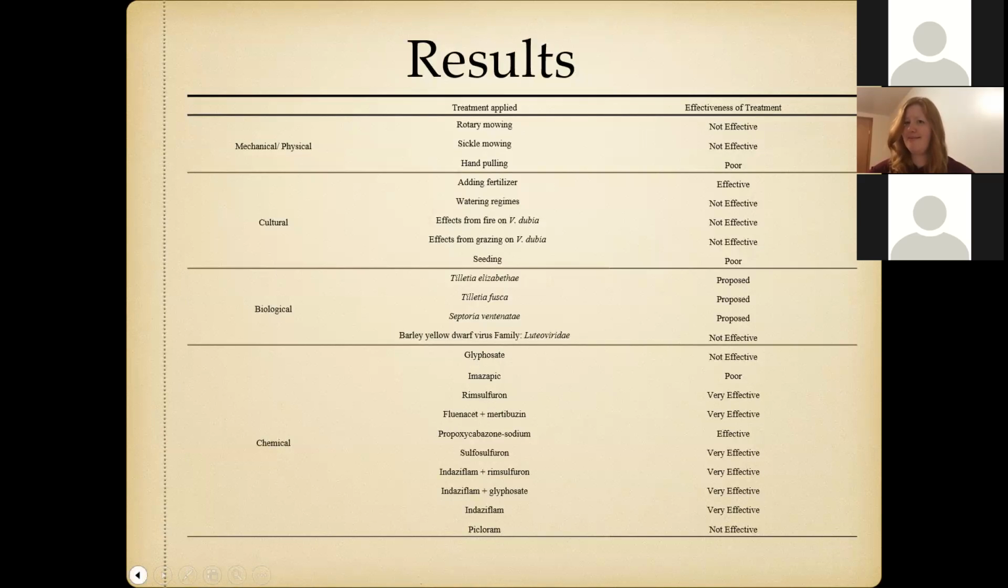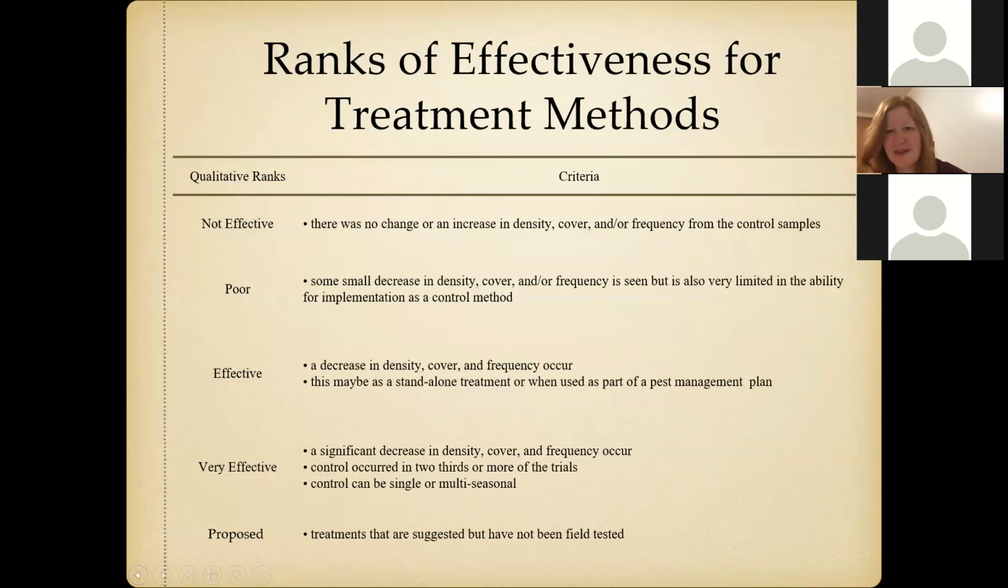The effective treatment methods showed a decrease in density, cover, and frequency, but this may be either a standalone treatment or used as part of a greater pest management plan. A very effective treatment method was ranked as something that had a significant decrease in density, cover, and frequency, and could control in more than 2/3 of the trials that were tested. It also could be a single season or multi-season control. And then I also had a proposed rank, though this was more for the biological control, which we will talk about once we get there.